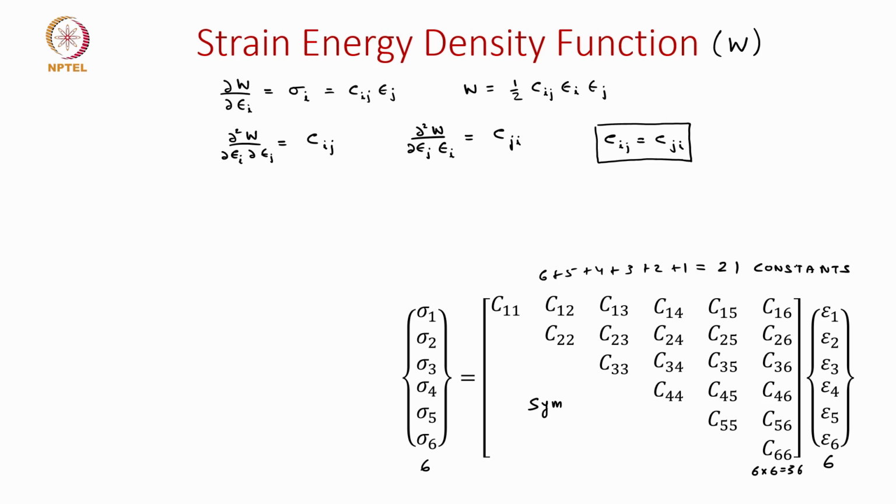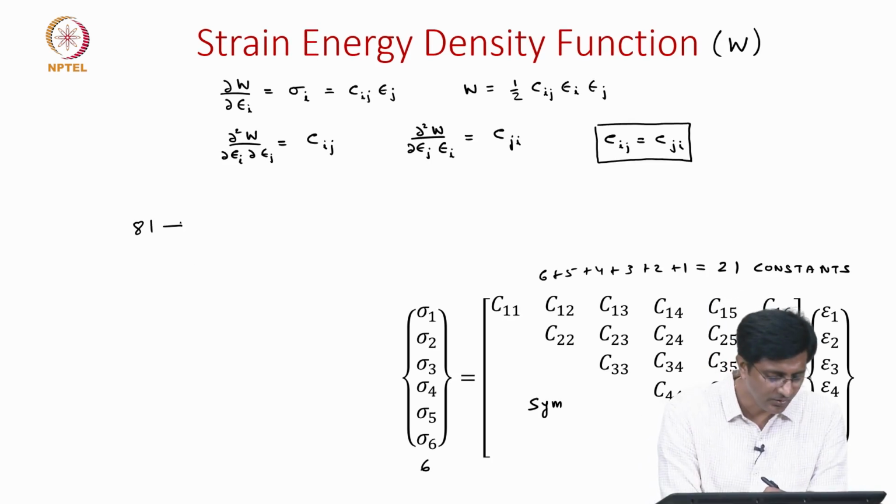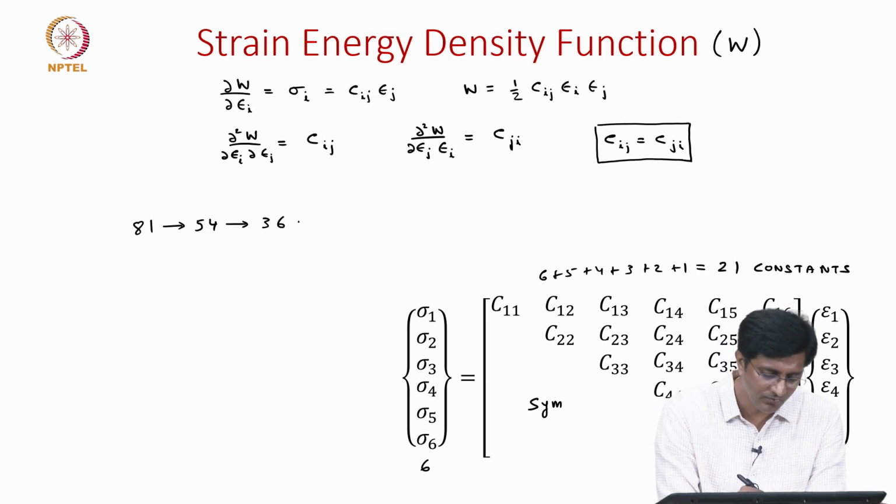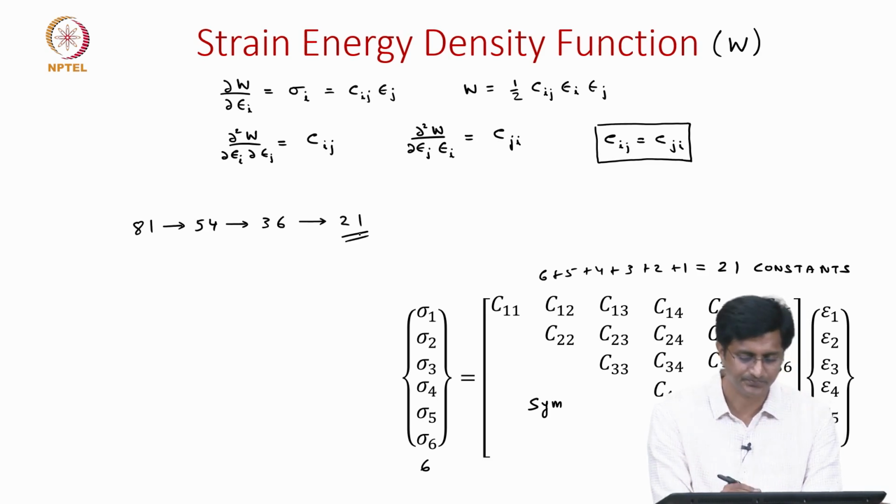So, what did we show? That we started with 81 constants, and because of the stress and strain symmetry, we reduced it to 54 with stress symmetry and to 36 with strain symmetry. But now that we are assuming that this material has a strain energy density function W, we can further reduce it to 21. That is what we have shown.